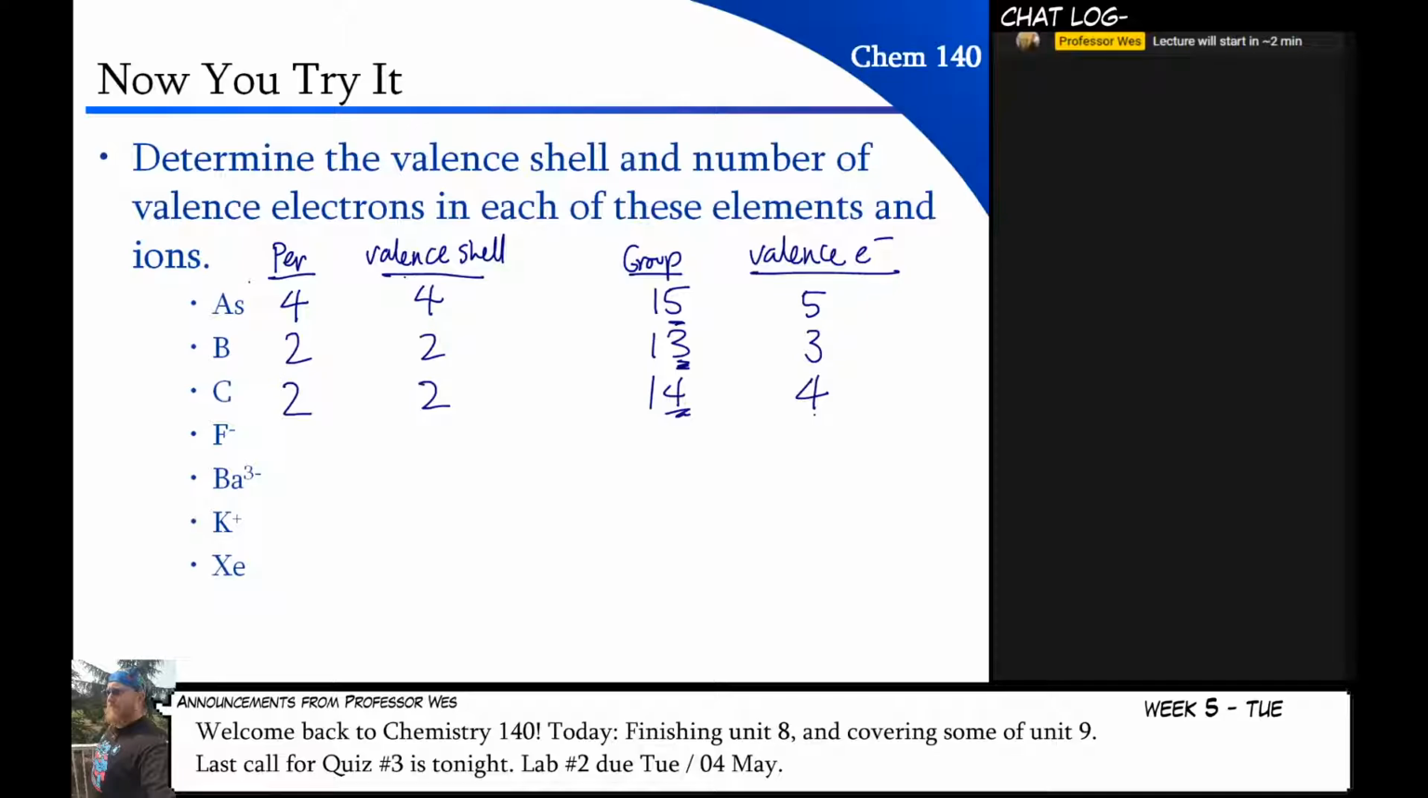For these next few elements, I'm going to write down the default form without the ion, and then we'll adjust it for the ion. So for fluorine, it's in period 2, so it's still valence shell 2. It's in group 17, so it should have 7 valence electrons. But then this minus right here adds an additional electron to it.